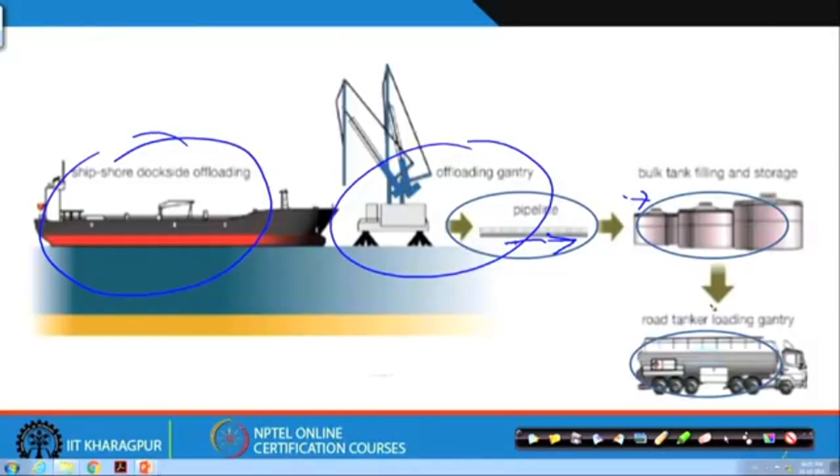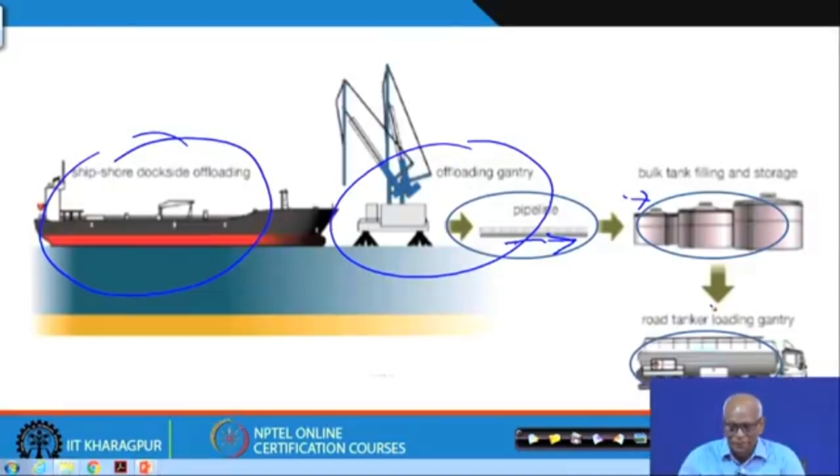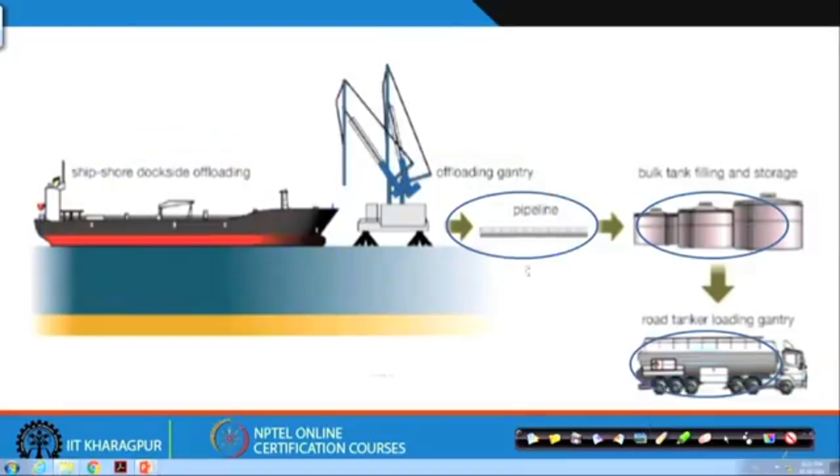This is a scenario we talked about yesterday, and in this we have identified three hazardous scenarios. One is the pipeline, the other is bulk tankers, the third is the road tanker. We may select many more scenarios also, but for the case study purpose we have selected these three as the major hazards.